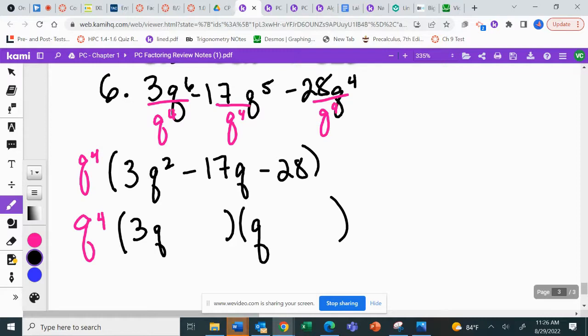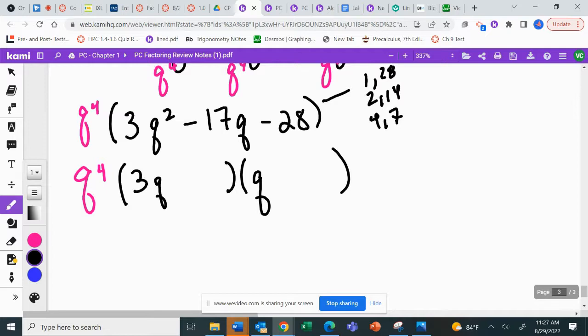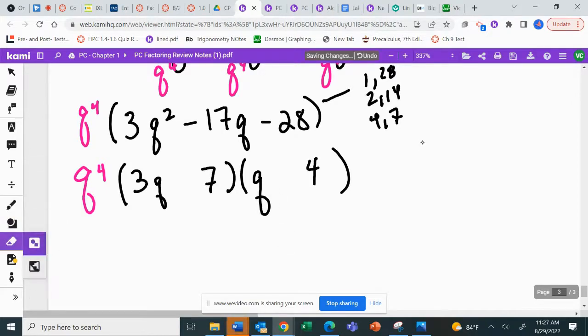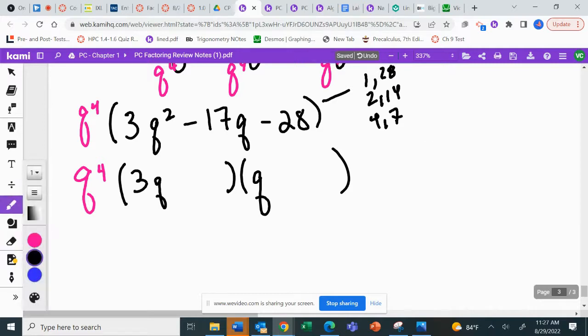And I start thinking about what can make 28, like 1 and 28, 2 and 14, 4 and 7. So here's the ultimate guess and check. What pair do you want to use? Which one do you want to try? 4 and 7. Let's use 4 and 7. Okay. So I'm going to put 7 here and I'm going to put 4 here. This is a total guess and check. And I'm going to do it in a different color so you can see. This is the guess and check. What did I say? 7, 4.